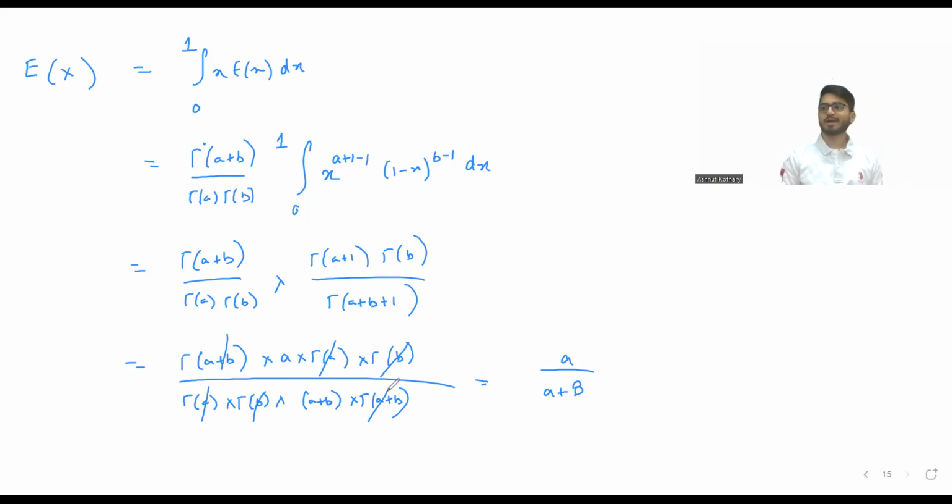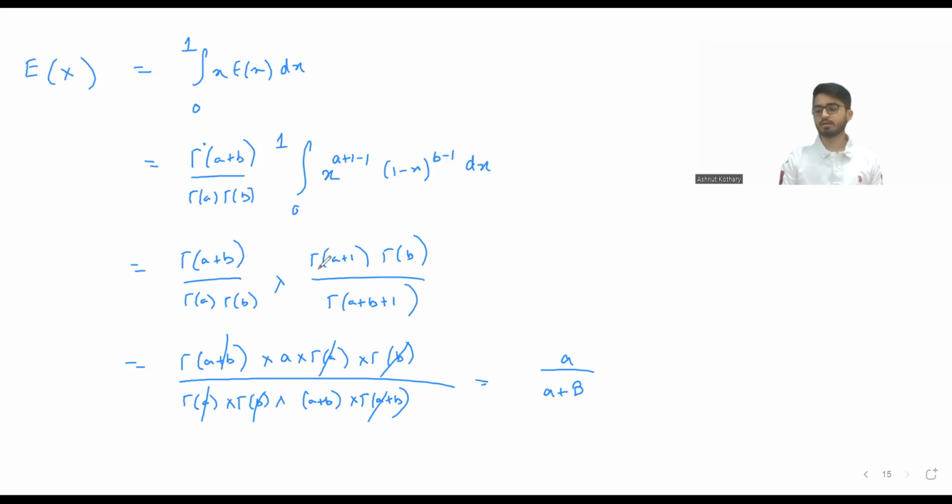In the PDF you had x to the power a minus 1. Post multiplication with x, it becomes x to the power a, which I can rewrite as x to the power a plus 1 minus 1. So this is nothing but a beta integral, the result of which will have parameters a plus 1 and b. So gamma a plus 1 into gamma b whole divided by gamma of a plus 1 plus b.